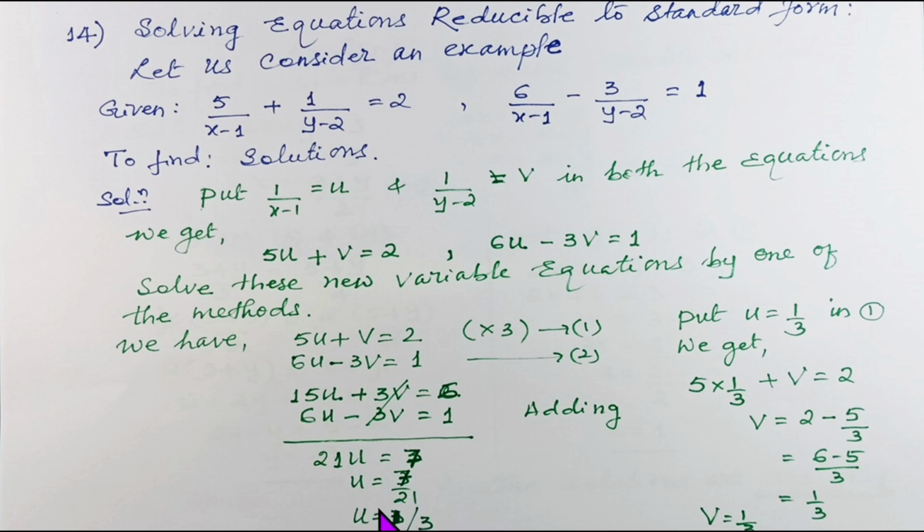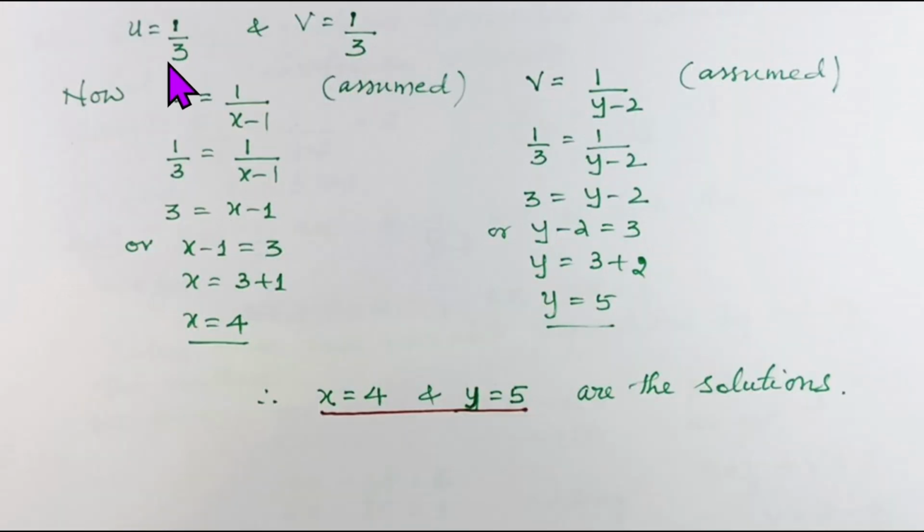Now substitute the value of u in one of these equations and find the value of v. So I have found the value of v as 1 by 3. But these are the values of the new variables u and v. Now we have to convert them into the values of the original variables. We know that u is equal to 1 by 3 and v is equal to 1 by 3.